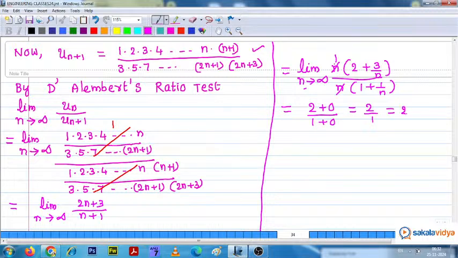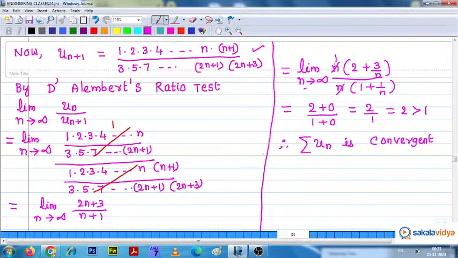2 is greater than 1. So, hence we can say that sigma un is convergent. That's all. In the previous case, the limit was less than 1, so sigma un was convergent. But in this case, this limit n tends to infinity, un by un plus 1, is greater than 1. So, sigma un is convergent.